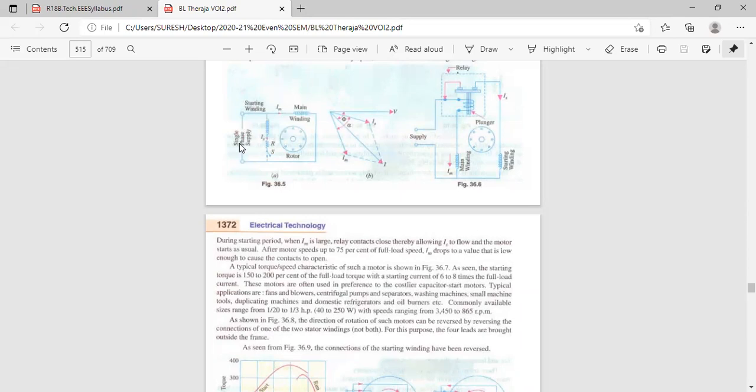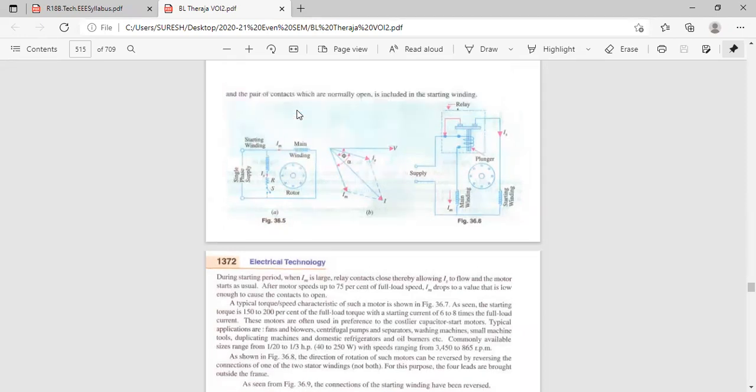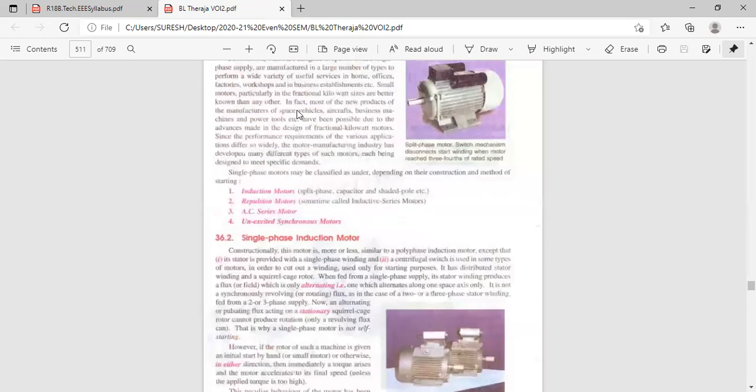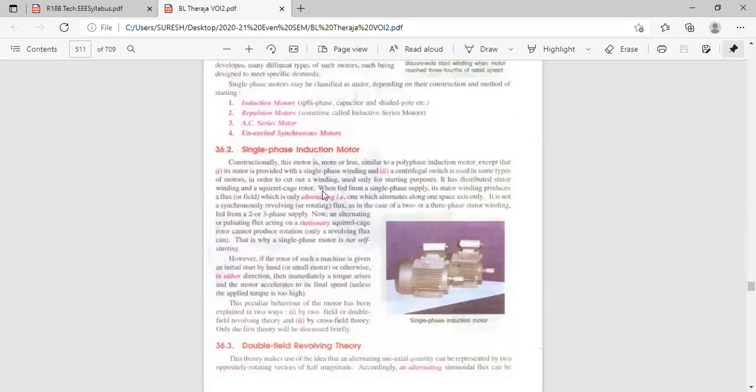When you connect it to single phase supply, in which winding will current flow? Main winding. When current is flowing in the main winding, around the current carrying conductor, what will happen? Flux is developed. When this winding is connected to supply voltage, current will flow in this main winding. Around this main winding, one flux is developed. Now what happens to this flux, you see?